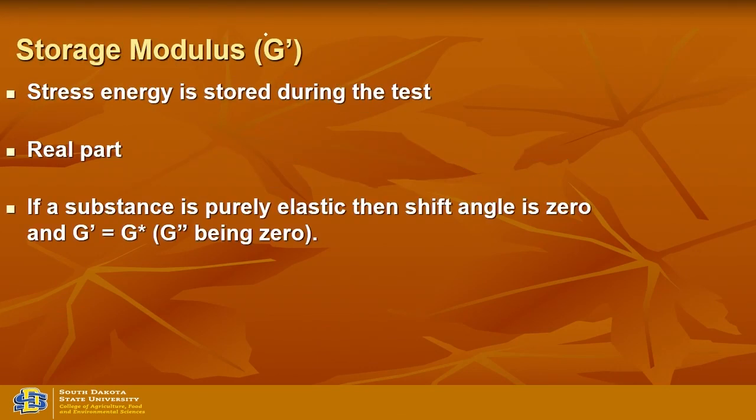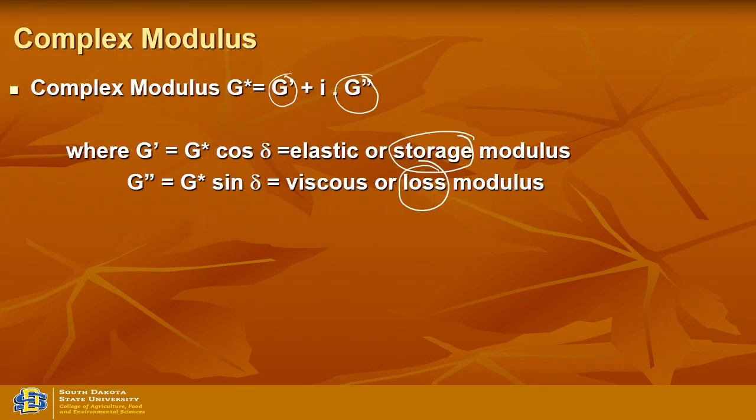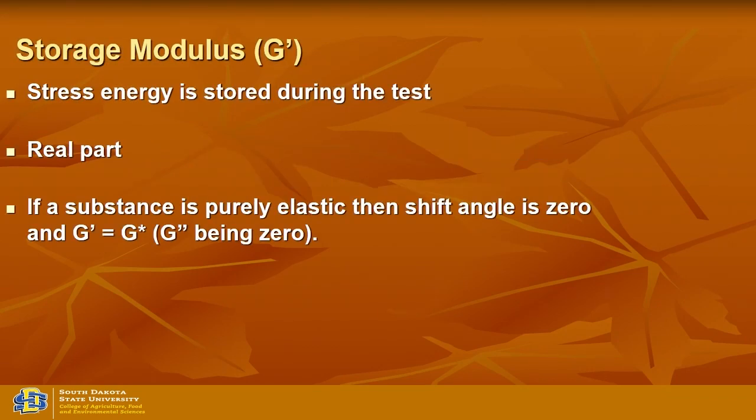As I said before, storage modulus is G prime. Stress energy is stored during the test, which is the real part. So if the substance is purely elastic, then the shift angle is 0. So you get only G prime, which is the G star. The complex modulus is the same as the storage modulus, because when the shift angle is 0, there is no imaginary part. G double prime being 0, we get the complex modulus only in the real part.